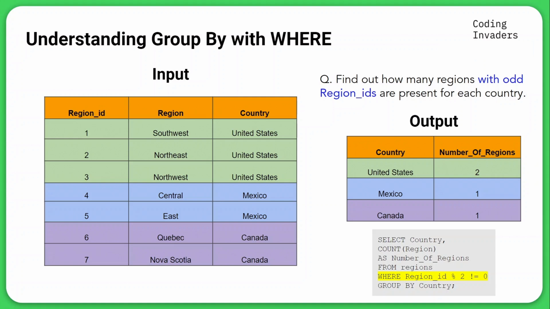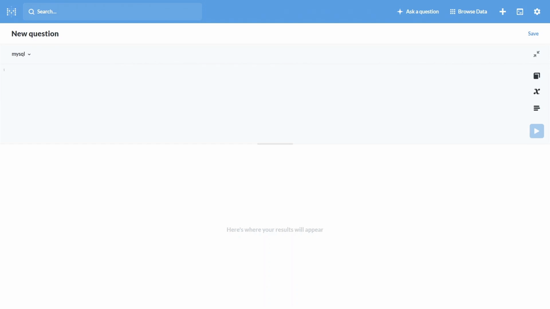Let's head on over to Metabase and explore our example and see if we get the same outputs. We are going to work with the regions table. So first thing, let's see the regions table. It's always good to write the statement as a comment, describing what you are going to do.